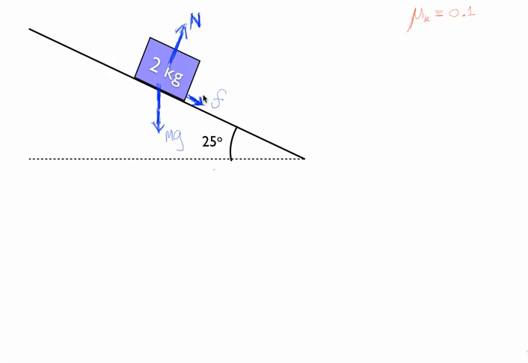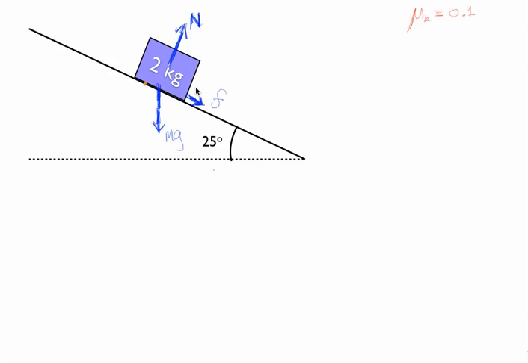Right. So this is the hard part, getting the direction of friction right, because the bottom of the block is moving up the hill and it's rubbing against this. Friction is going to try and bring these two surfaces to rest.